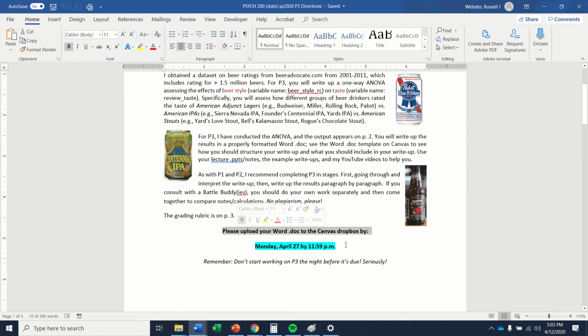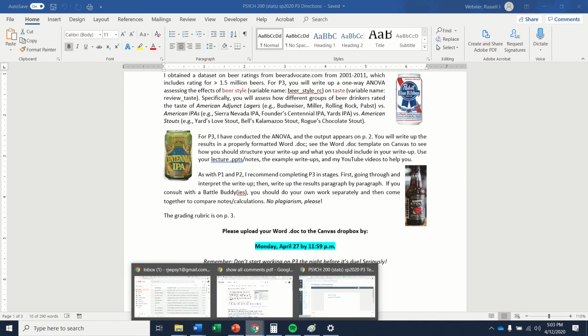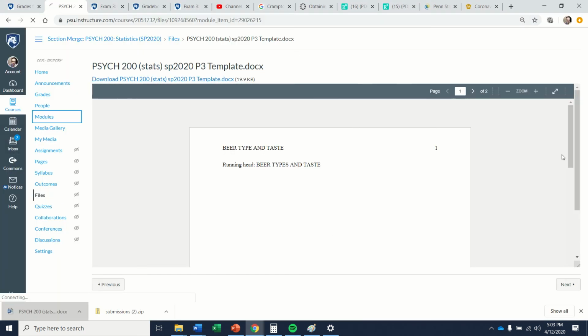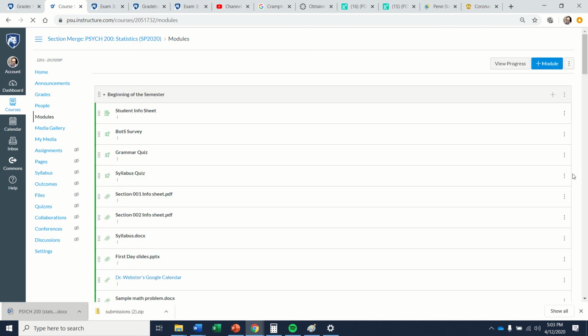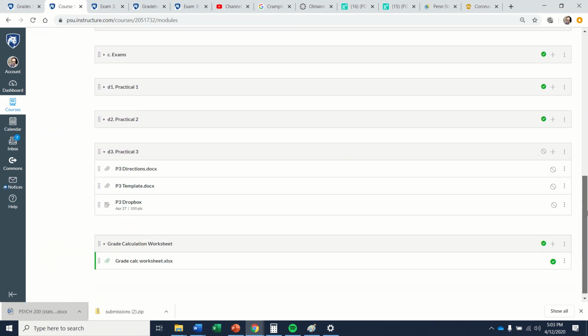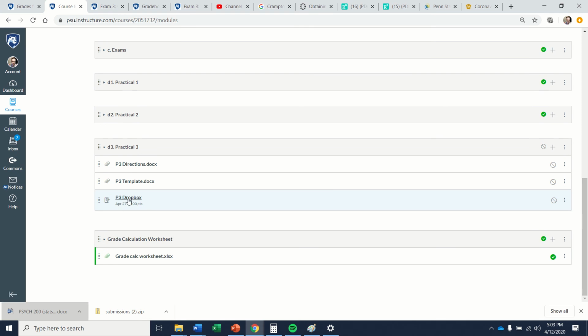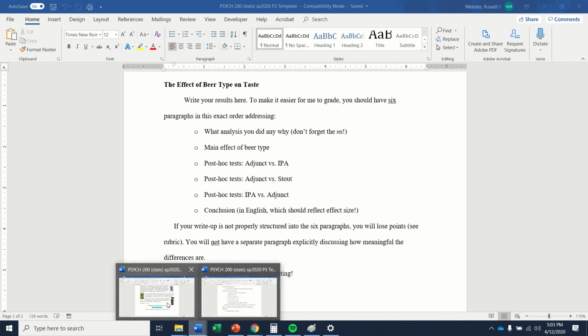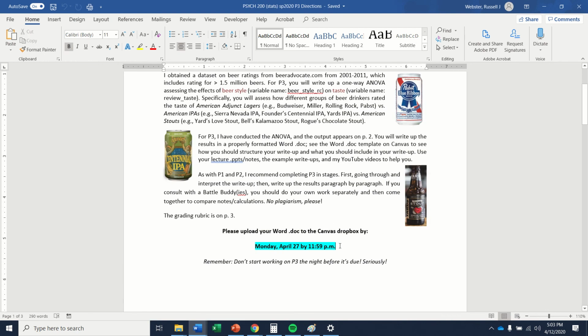So you're going to upload your Word doc, your write-up, to the Canvas Dropbox, which again, if we go back to the modules page, and the Practical 3 module, you'll notice that there is the Dropbox right there where you upload your Word document. And just like the other practicals, you will have 2 weeks to do Practical 3 here. So you'll have until Monday, April 27th by 11:59 p.m. So it's the Monday of the last week of regularly scheduled classes.